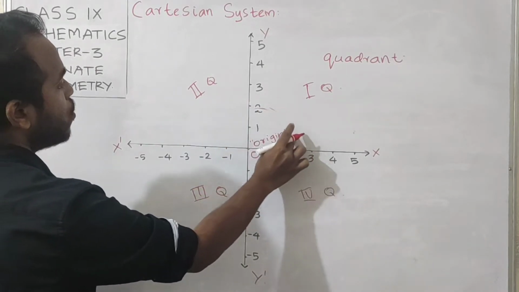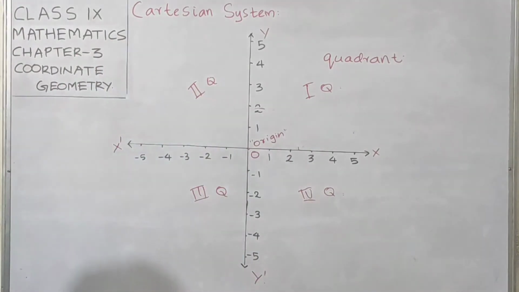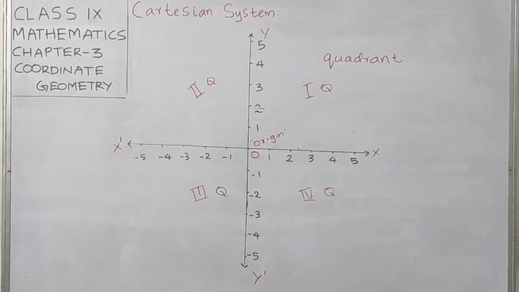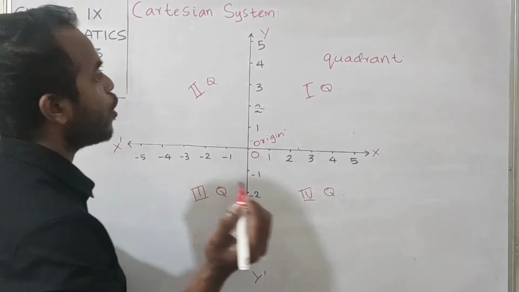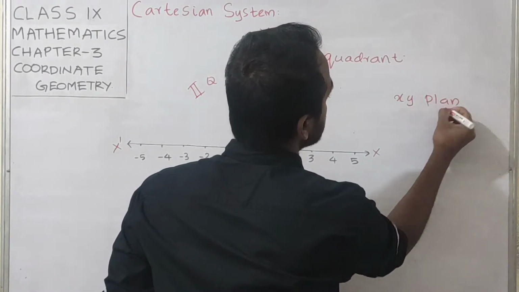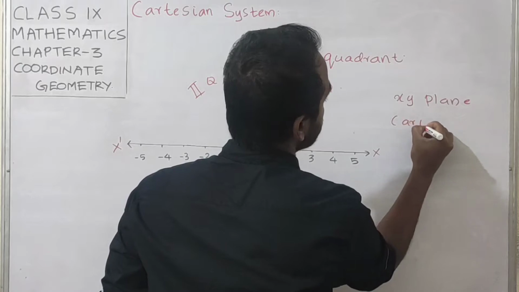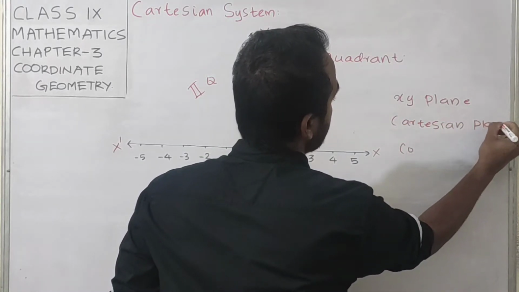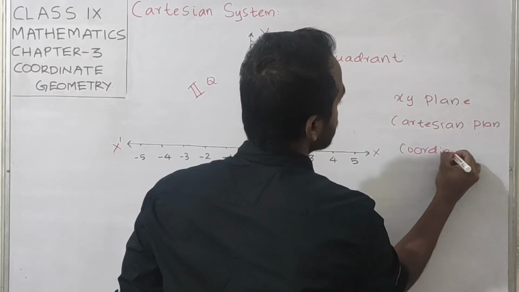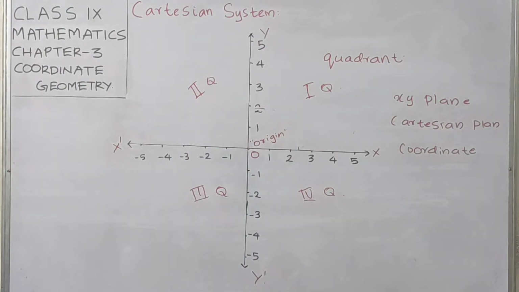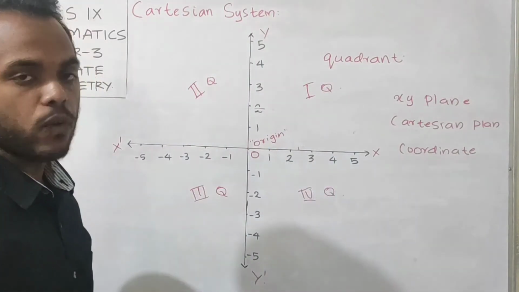Now the next important thing is that this particular system, or these two axes, are called the xy plane, Cartesian plane or coordinate plane. So these three are the same: xy plane, Cartesian plane, or coordinate plane. All are the definitions or terms that we use to describe this x and y axis system.